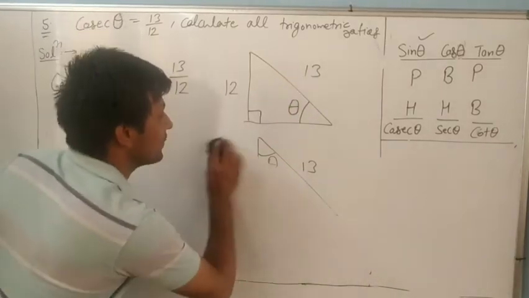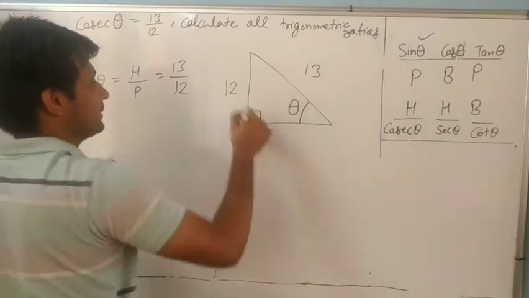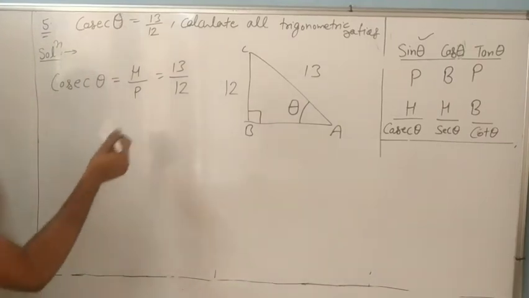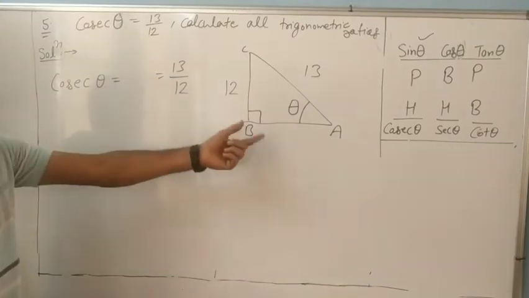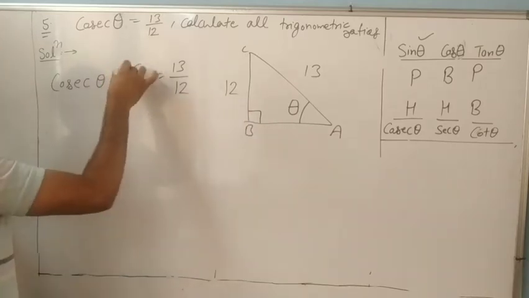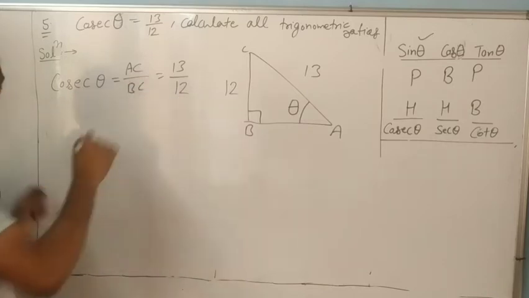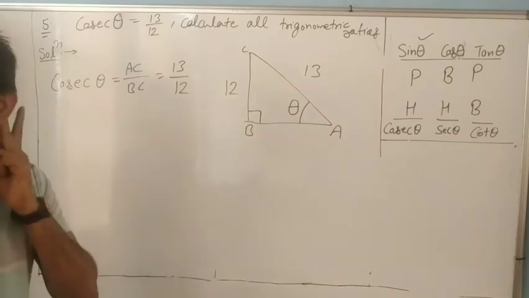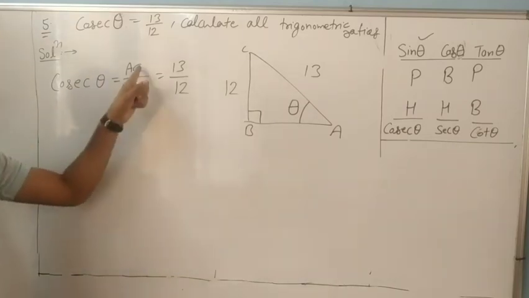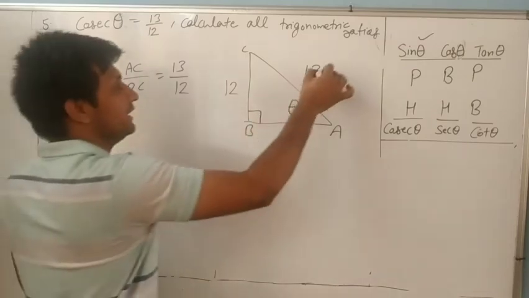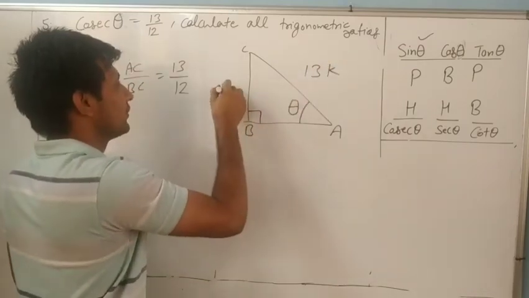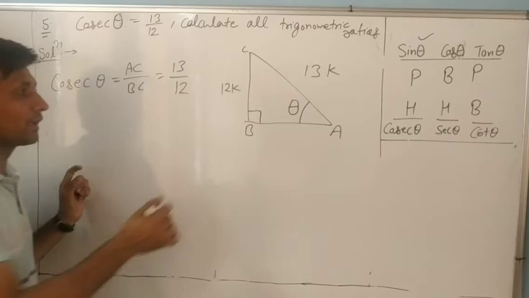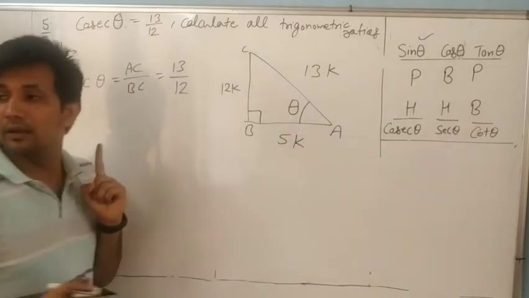So what will we do? Same as it is, you can take A, B and C. So you make a figure. What is hypotenuse? AC divided by BC or not? So what is the common ratio? Let the common ratio be k, same as in question number 4. So therefore it is 13k, it is 12k, and you will find AB. AB will come to 5k using Pythagoras.